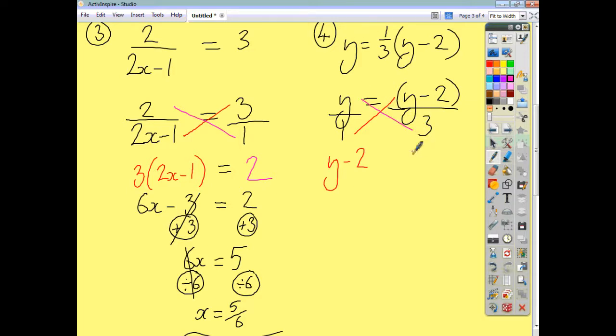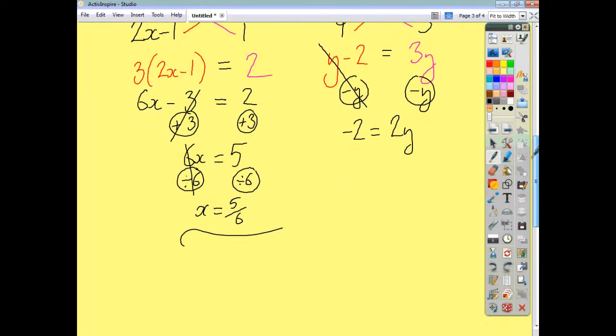Y times 3 is 3y. And these are equal to one another. Now, all I'm going to do is take y from both sides, so that I end up with letters on one side, numbers on the other. They cancel out. I'm left with negative 2 on the left, 2y on the right.